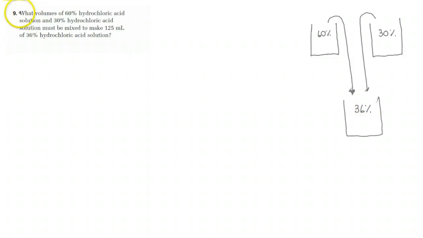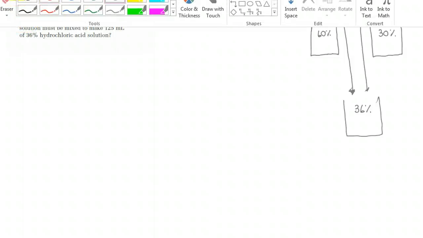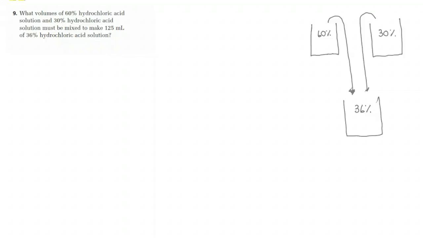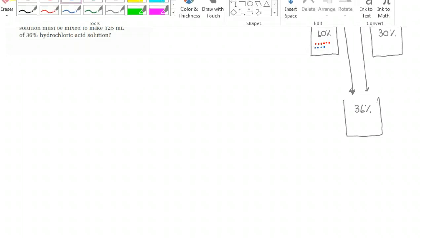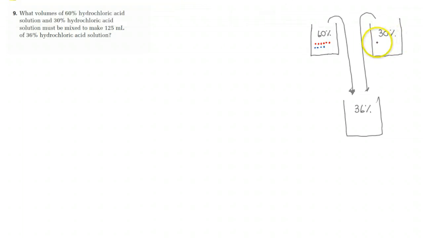Hydrochloric acid solution is a liquid, so sometimes we have trouble visualizing what's happening here. But let's imagine instead hydrochloric acid just turned out to be a bunch of little pebbles. What 60% solution means is that for every 10 pebbles, 6 are red. And 30% solution means that for every 10 pebbles, 3 are red.